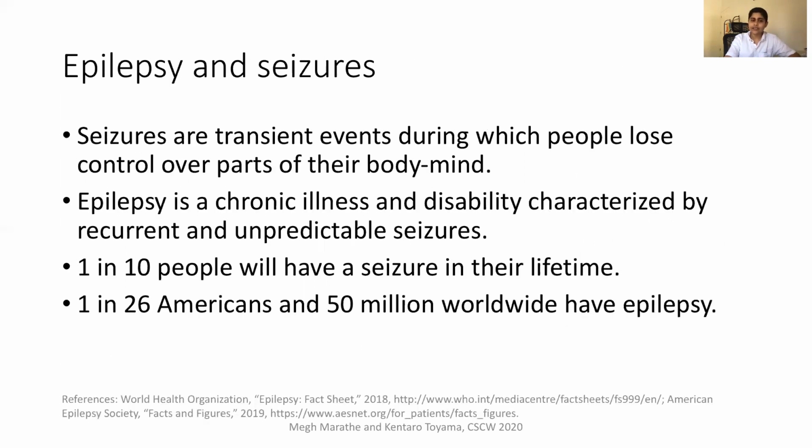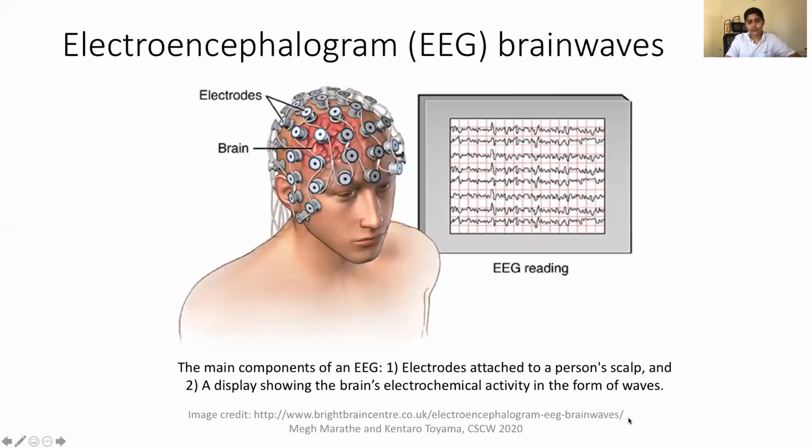Epilepsy is a chronic illness and disability characterized by recurrent and unpredictable seizures. Electroencephalograms are the primary diagnostic test for epilepsy, and EEGs are devices that record electrochemical activity in the patient's brain and display it in the form of brainwaves. Outside the epilepsy subspecialty, the common understanding is that EEG brainwaves and other physiological data, like MRI images, are by themselves sufficient for diagnosis. For example, seizure detection systems are typically trained and evaluated on datasets of brainwaves. However, what we see in practice is quite different.